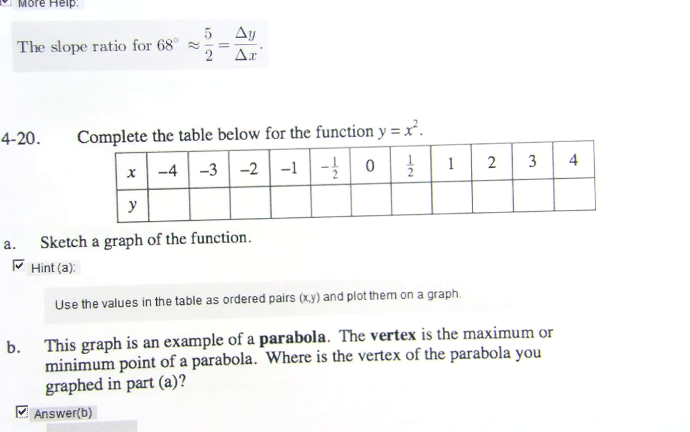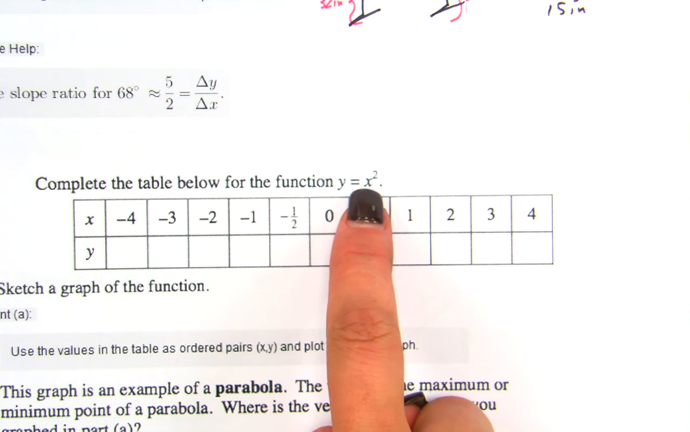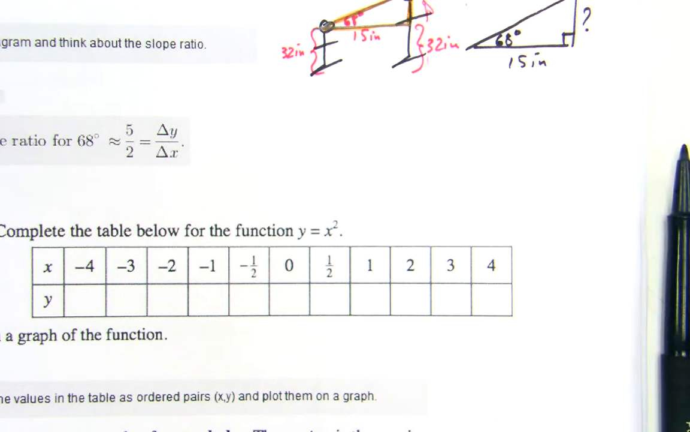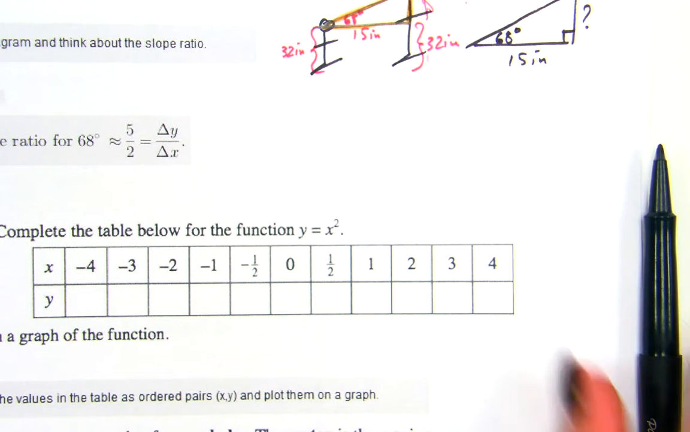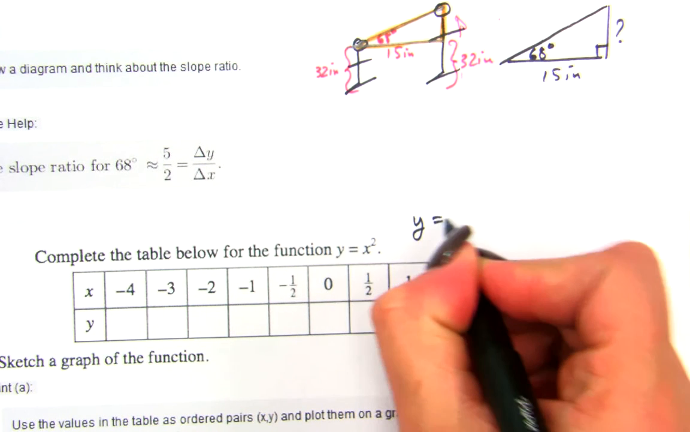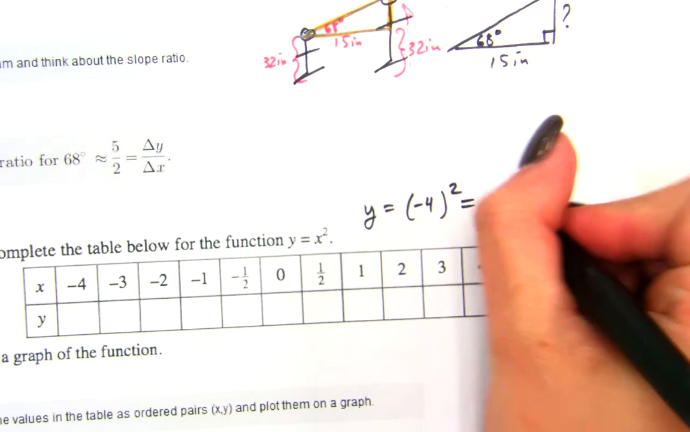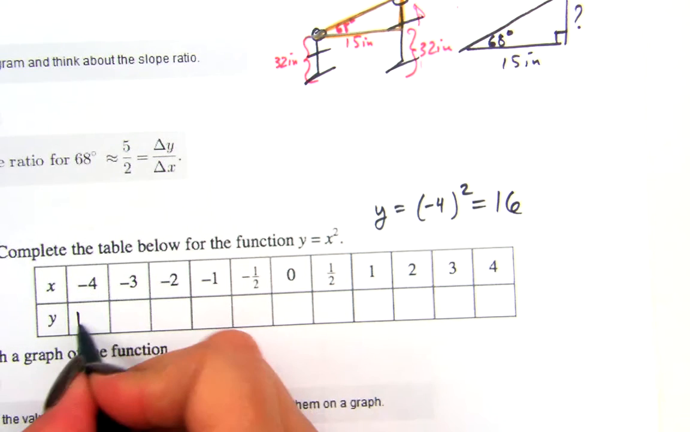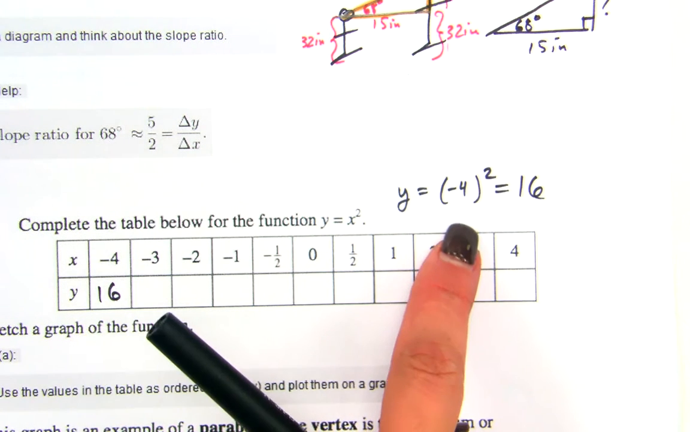Okay, number 20. You shouldn't have any issues plugging anything in. The only thing I would caution you is if you're substituting any value in for x squared, please make sure that you are actually putting parentheses around the value that you're substituting in. So, for example, on the first one, it's y equals, in parentheses, -4, squared. So that comes out to 16. So 16 is the first value for y. Okay, please don't forget the parentheses.